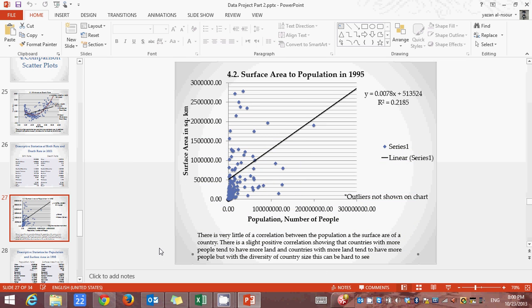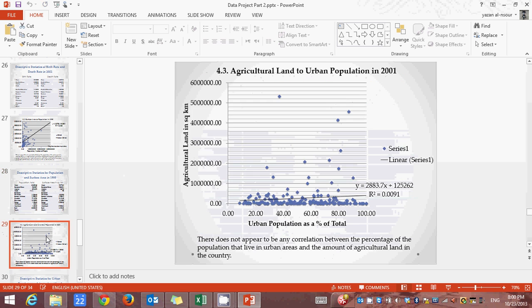Then over here, the surface area to population, and this is the trend line, and some description about what's going on. There's very little correlation between the population, obviously, and the surface area of a country. You can see the equation, R squared. Descriptive statistic. Then over here we have agricultural land to urban population. So we have the equation, R squared, and there doesn't appear to be any correlation between the percentage of the population in urban areas and the amount of agricultural land in the country. Obviously, this is almost horizontal, like you hardly find any relationship between those two variables.